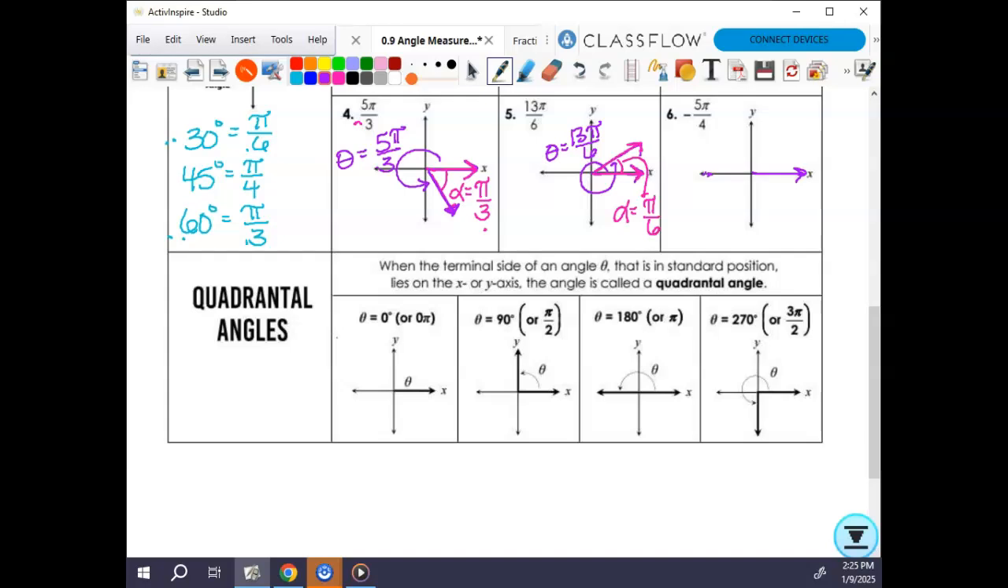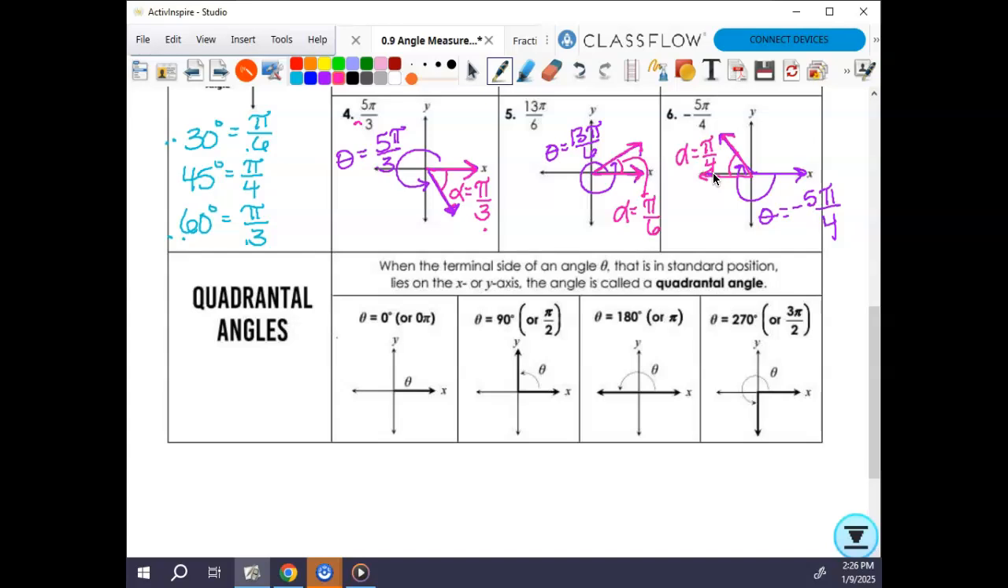What is pi fourths in degrees? 45, so we're going halfway there. So this is theta, and it is negative 5 pi fourths. The reference angle is right here, and what do we think that is? Pi fourths, you got it.